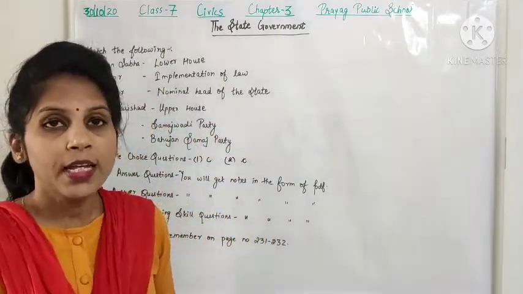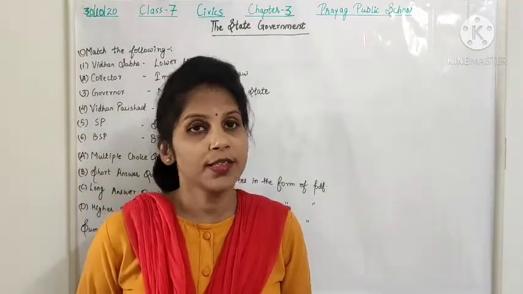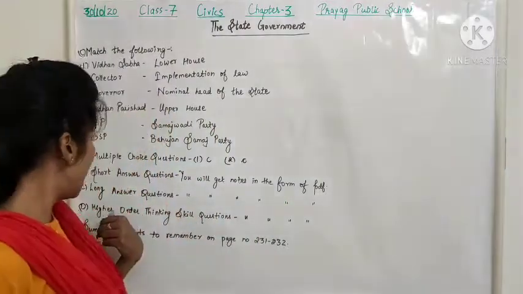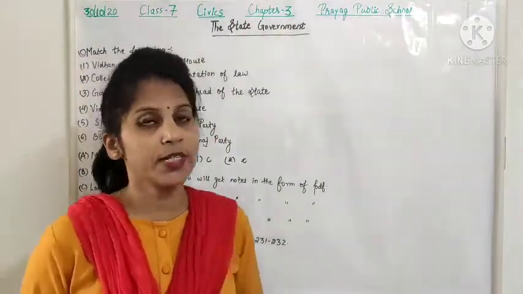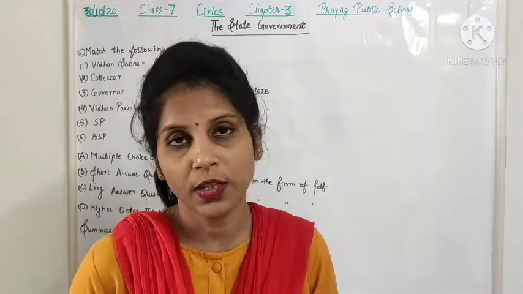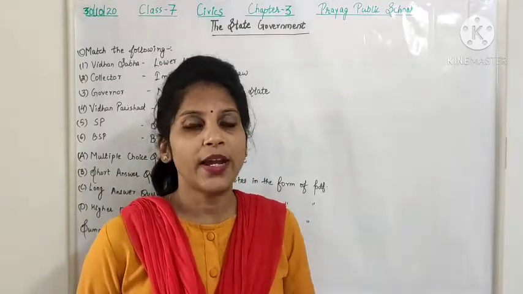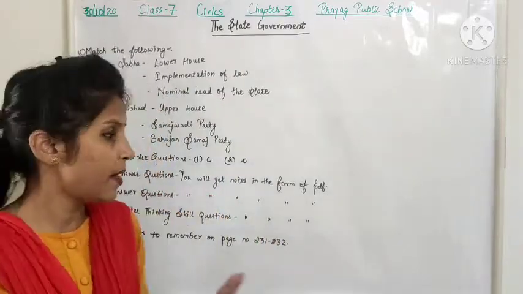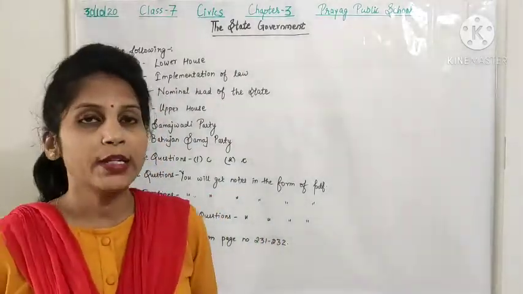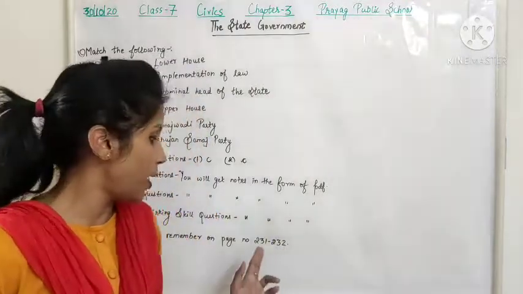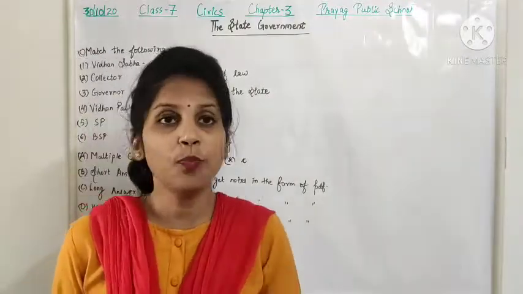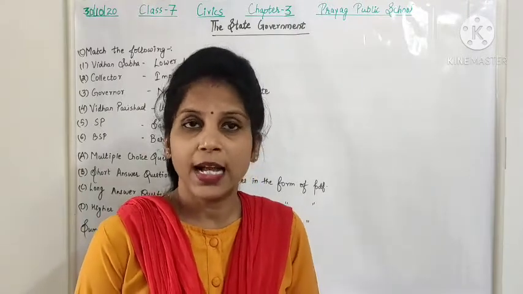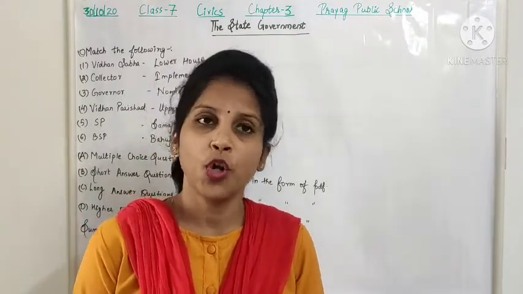Then question C, that is long question answers, that also you will get as notes. Then question D, that is higher order thinking skill questions, that also you will be getting the notes in the form of PDF. And after writing the question answers, at last you have to give the heading of summary. And summary you have to write from page number 231 to 232. Points to remember is given in the chapter, at the last of the chapter. From there you have to note it down.